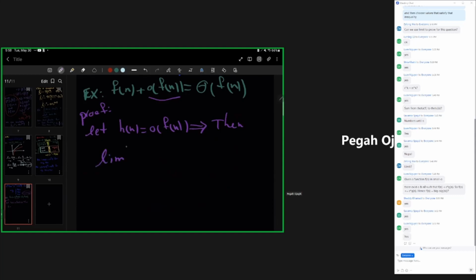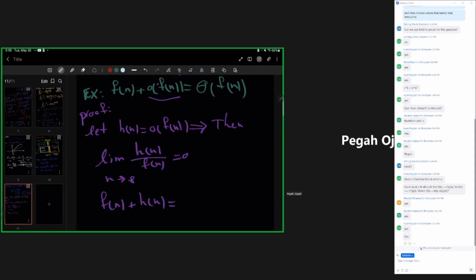It means if I have a small o, then the limit of h of n divided by f of n, as n goes to infinity, is equal to 0 for sure, because this is the definition of small o. So based on this small o, I know this one. Let's go back to the equation: f of n plus h of n. I want to show this is equal to theta of f of n.